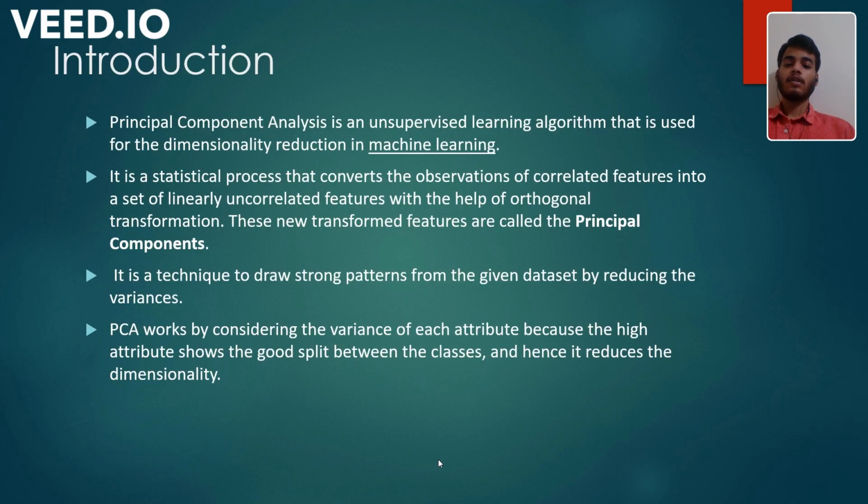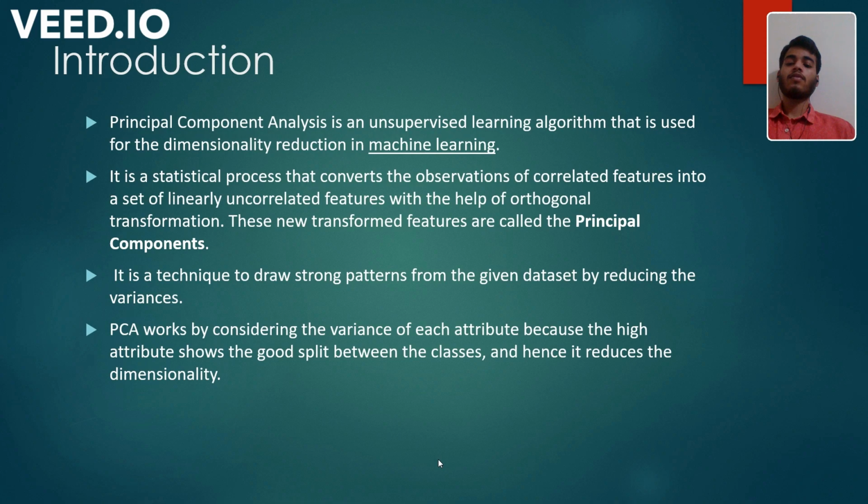Principal Component Analysis is an unsupervised learning algorithm that is used for dimensionality reduction. It is a technique to draw strong patterns from the given dataset by reducing the variance. It is a statistical process that converts the observations of correlated features into a set of linearly uncorrelated features with the help of orthogonal transformation. These new transformed features are called principal components.